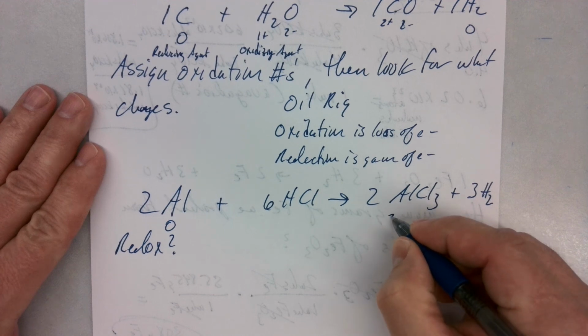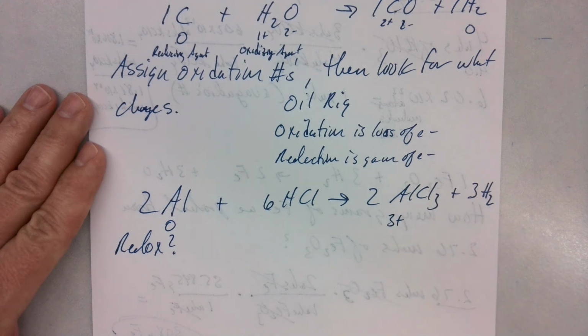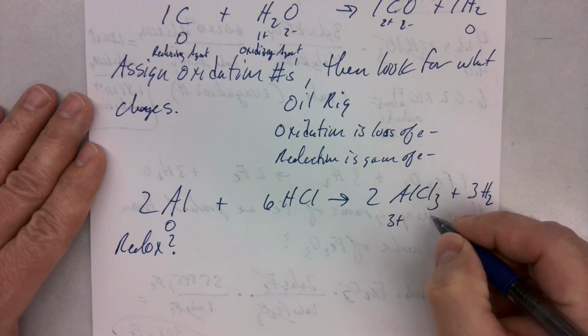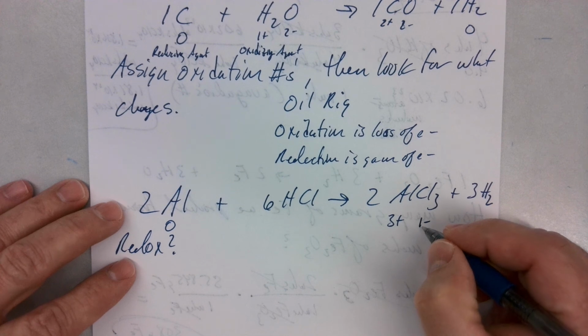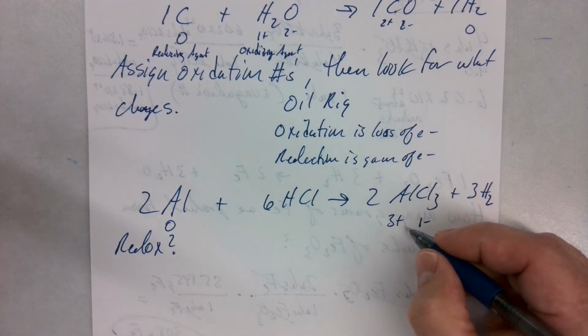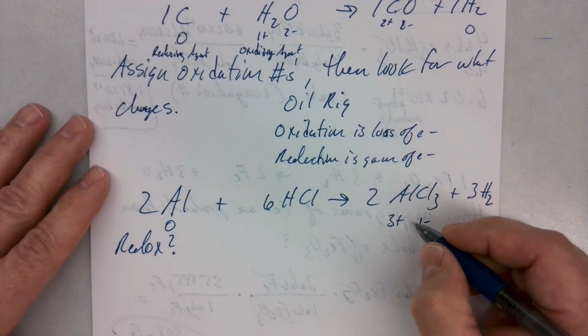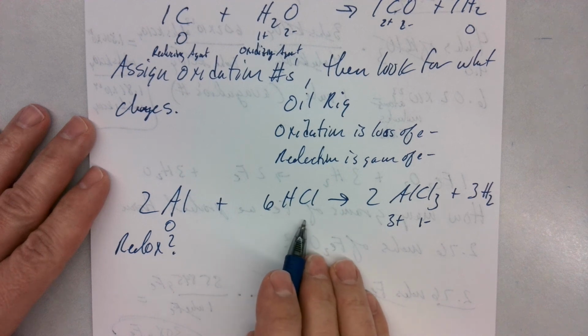Why do you say 3 positive? It's typically what it likes to be, but there's another way to figure that out. Because Cl is going to be a 1 negative, right? And I got 3 of them, which gives it a 3 negative, which means my aluminum had to be a 3 positive. Right?